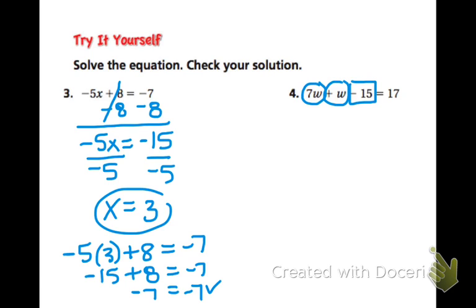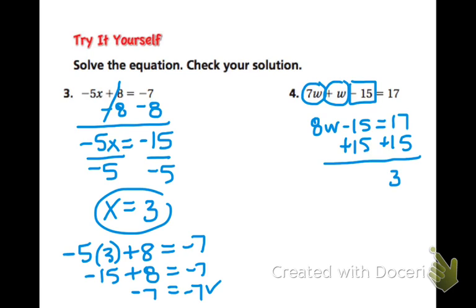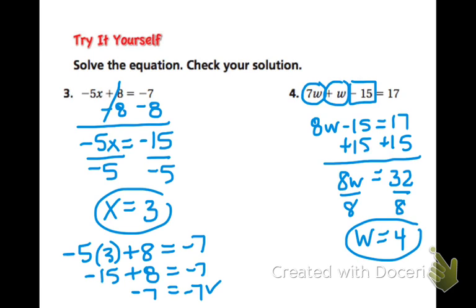So 7w plus w is 8w minus 15 equals the 17. So now we will add 15 to both sides. So we should have 32 on the right and 8w. It's positive. Divide by 8, divide by 8. So w equals 4. And again, you can substitute that back in and check your work.